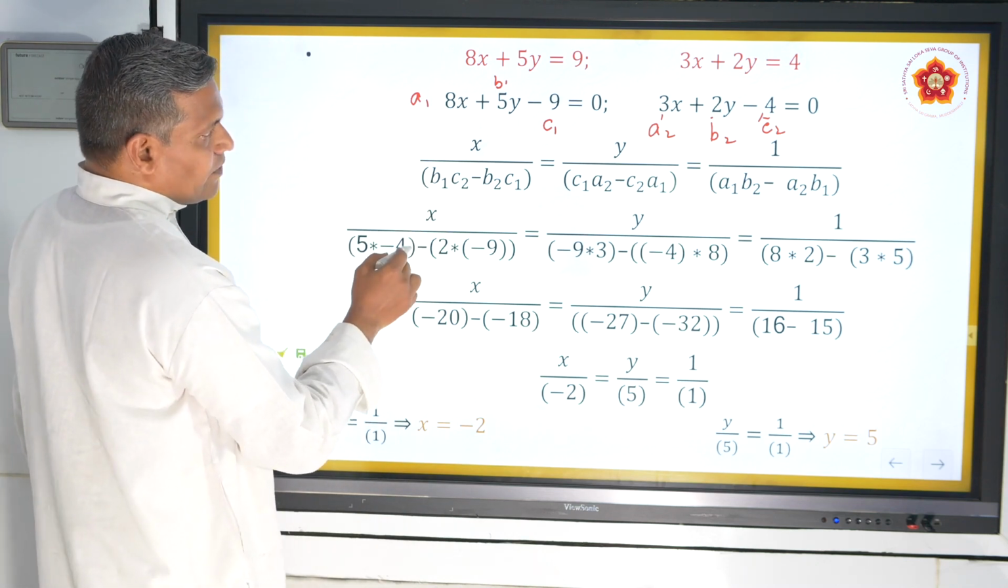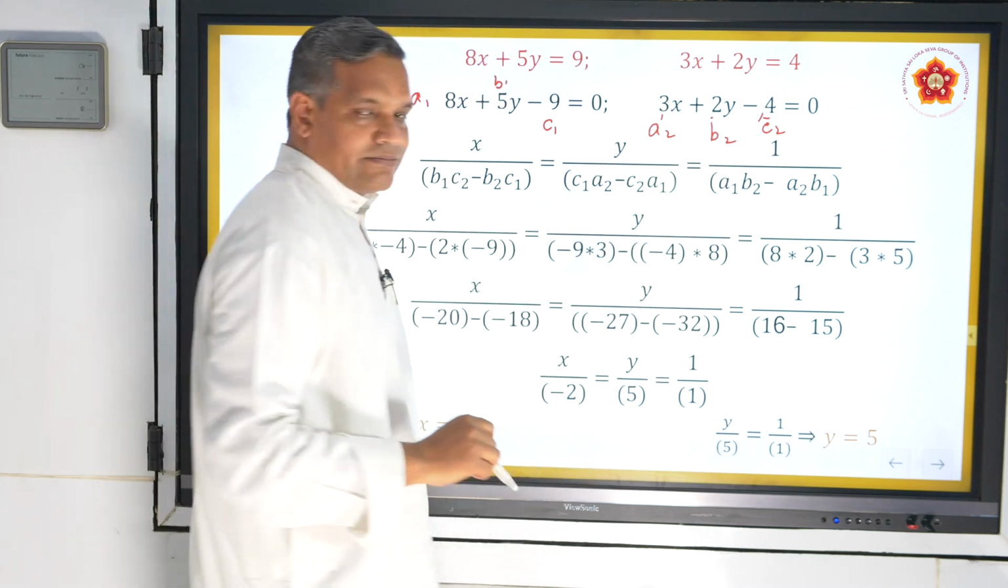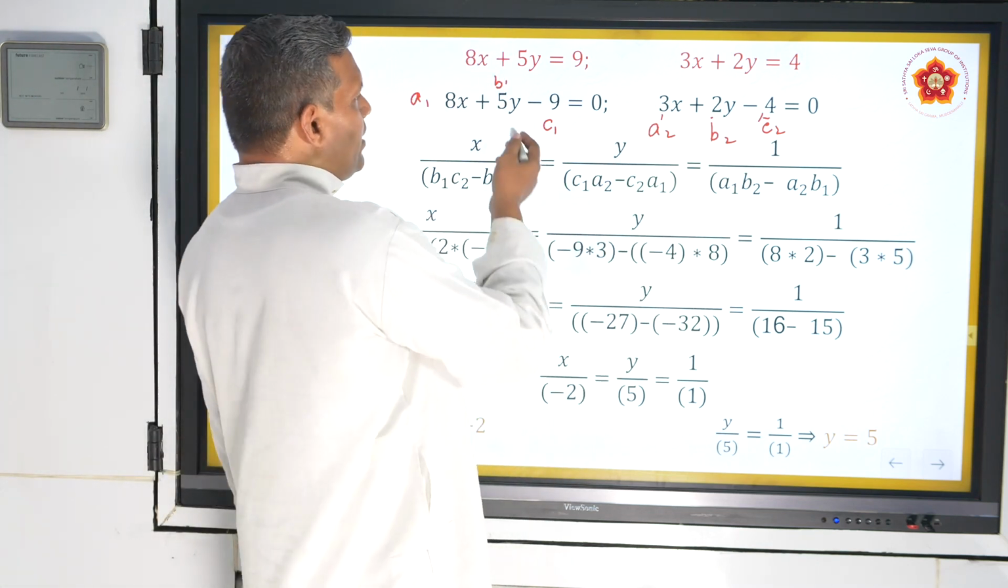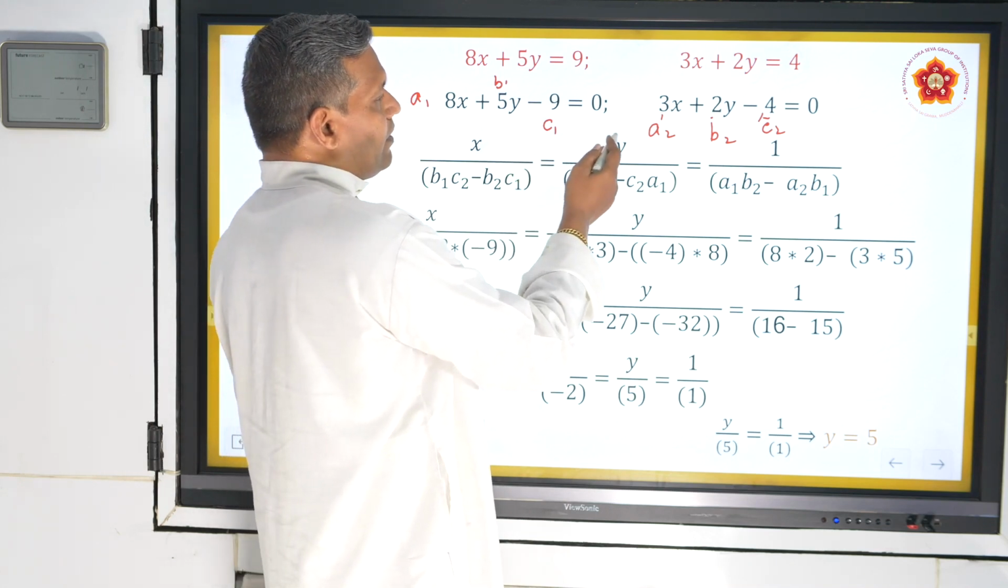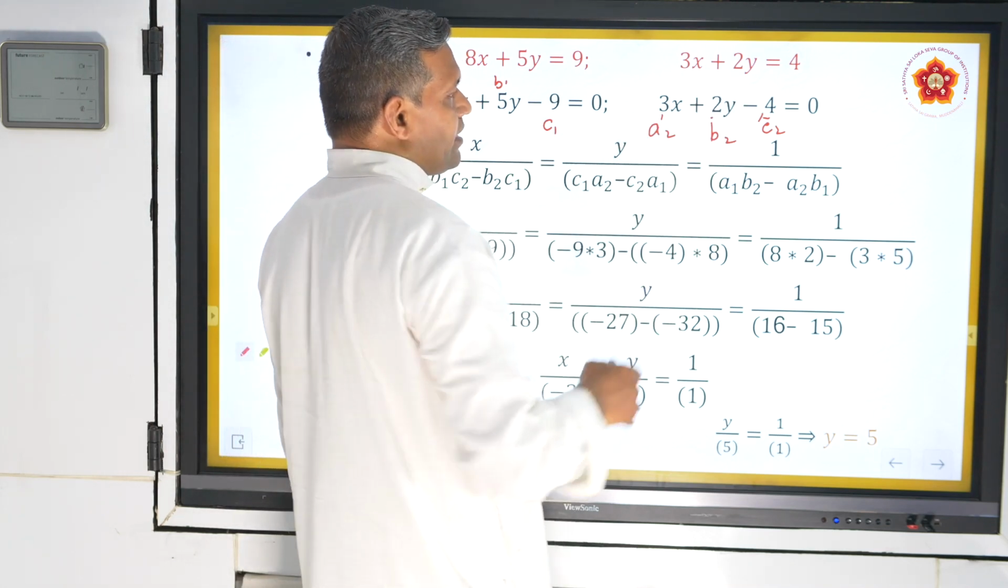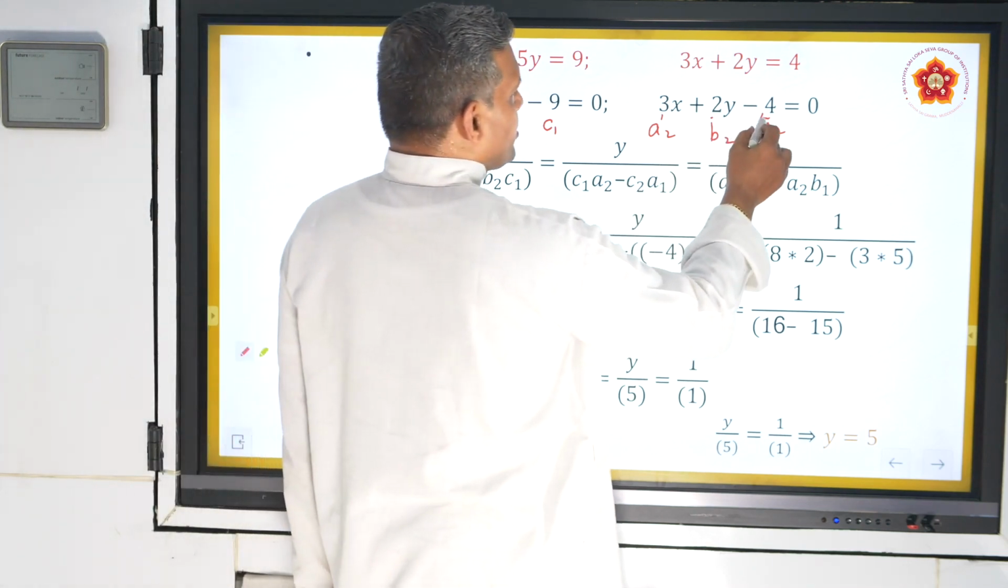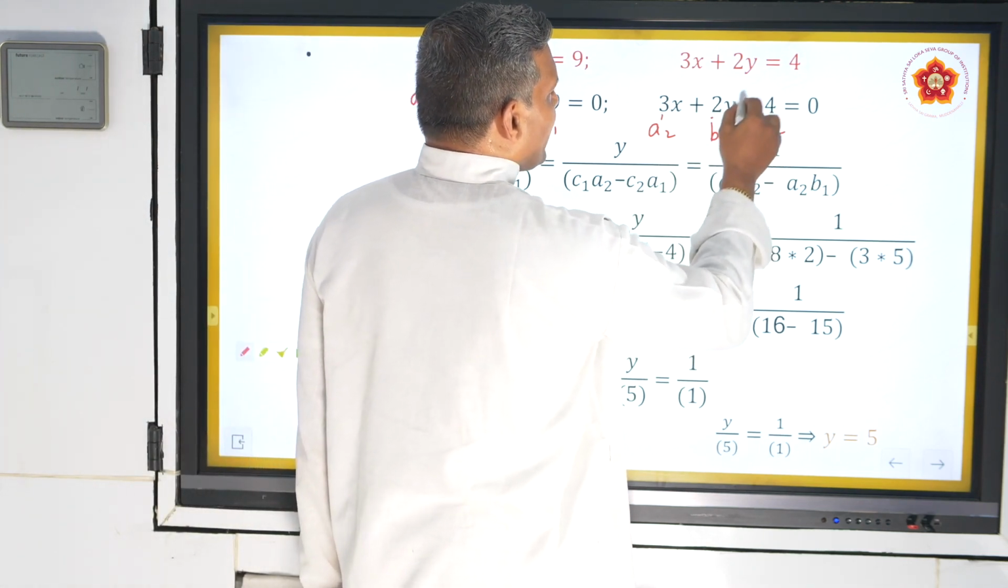Because in any case where the coefficient of x or y, or the constant, has a negative number, you have to take it as such. Here, what is the C2 value? The C2 value is minus 4.